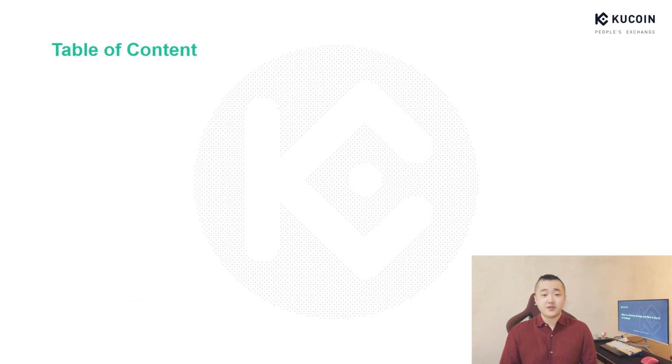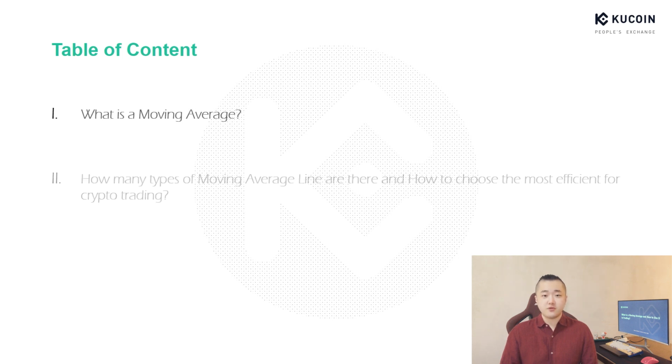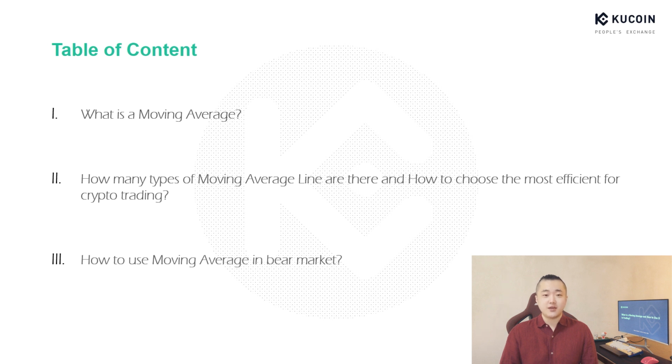Let's first look at the table of content of today's video. Firstly, I will provide the definition of moving average with you. Then, we will learn three types of moving average and how they are calculated by different standards. In the end, I will show you how to use it in our KuCoin trading interface step by step.